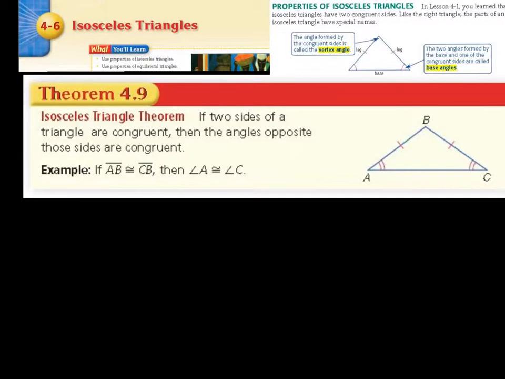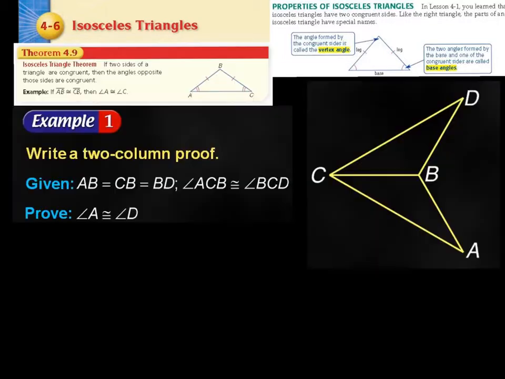Theorem 4.9 is the isosceles triangle theorem. It says, if two sides of a triangle are congruent, then the angles opposite those sides are congruent also. So in this triangle, if segment AB is congruent to segment CB, then angle A is congruent to angle C.